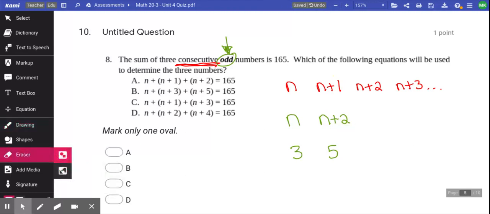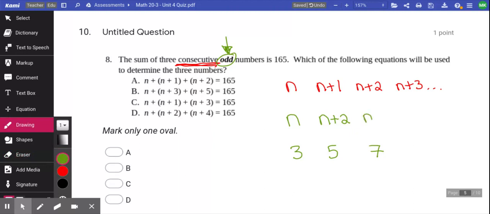That means to get the next odd integer, which would be, say, 7, I would have had to do n plus 4, right? And then I would go n plus 6, and so on and so forth. If you look, that would be answer D. N plus 2, n plus 4. That's consecutive odd numbers.